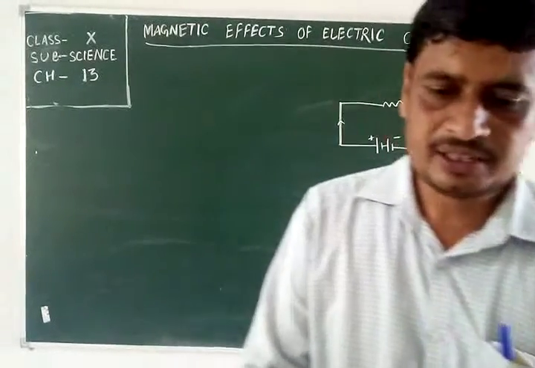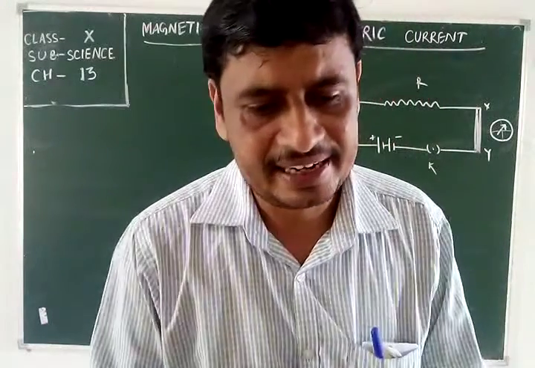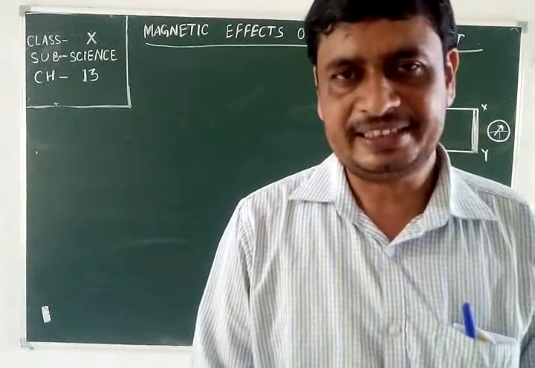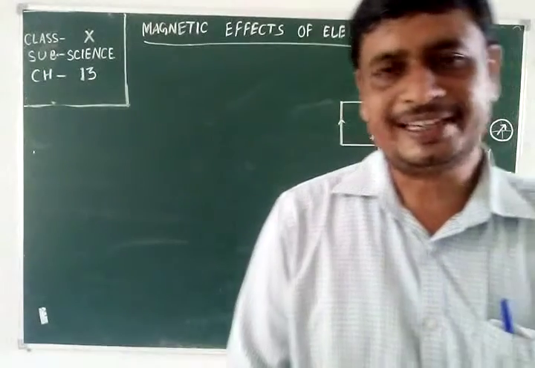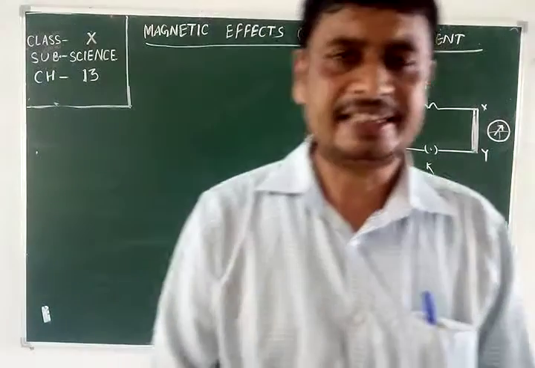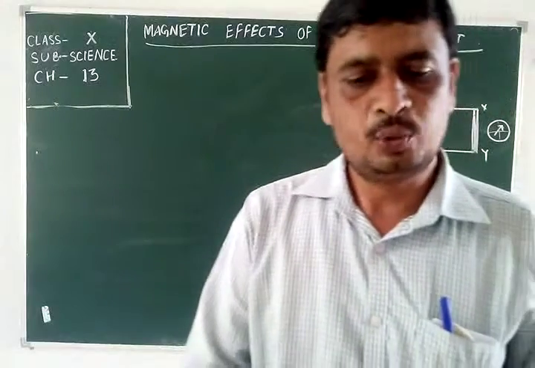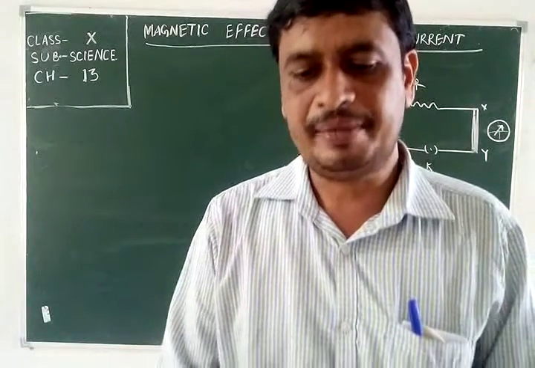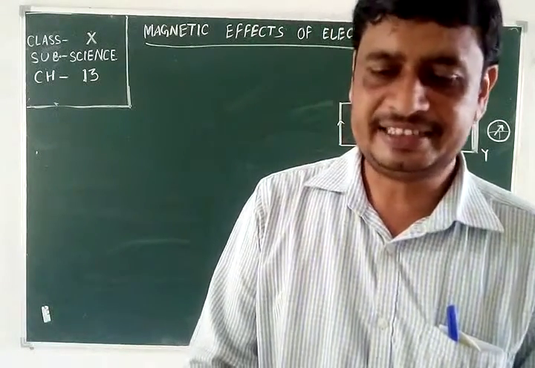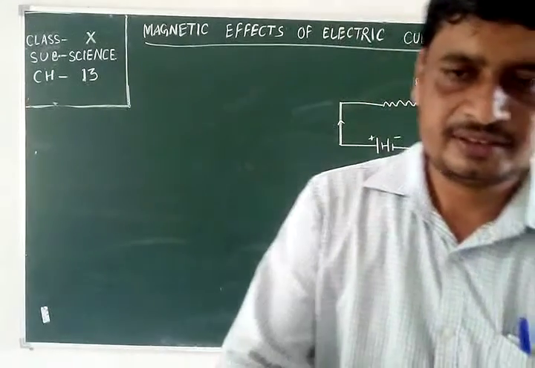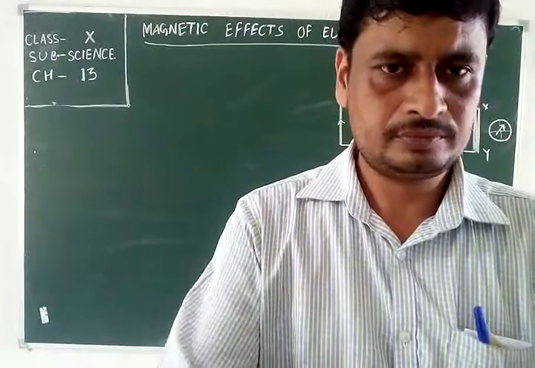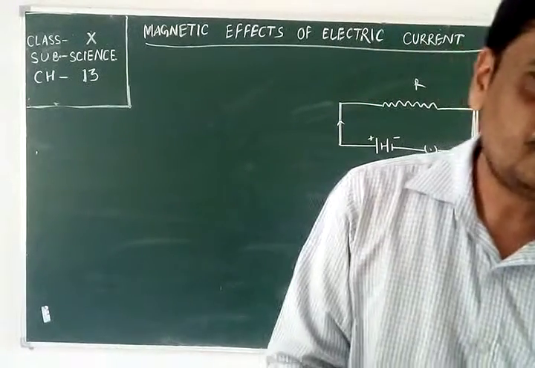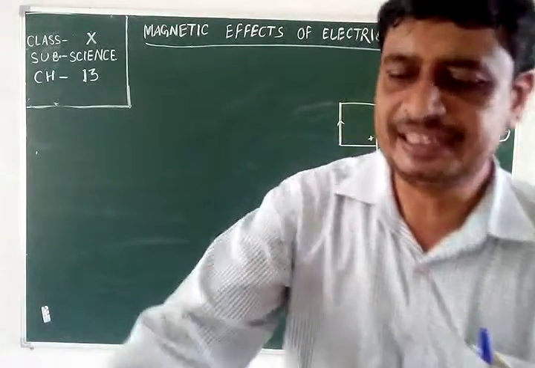In this chapter, we will study magnetic field and such types of electromagnetic effects. We also study about the electromagnet and electric motors, which involve the magnetic field, magnetic effect and electric current. Next, up to magnetic field and field lines.